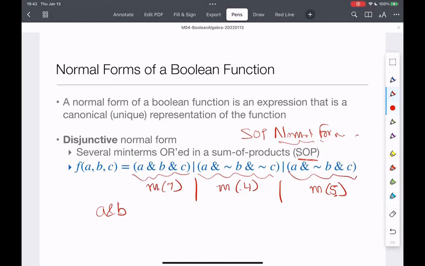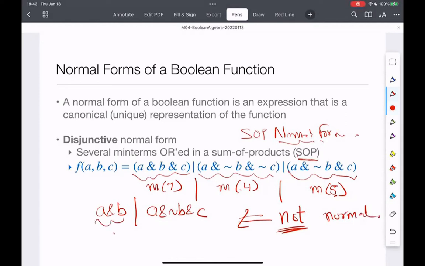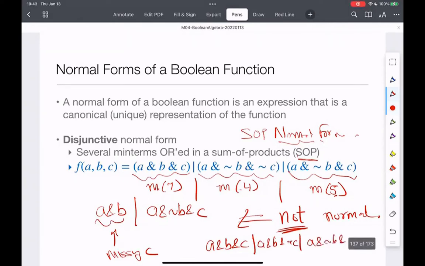So for example, if I had written this, then it is not normal, because A and B is missing C. But I could convert it into a normal form, because I can say A and B is the same as A and B and C, or A and B and not C. And then I plug in the final one, A and not B and C.